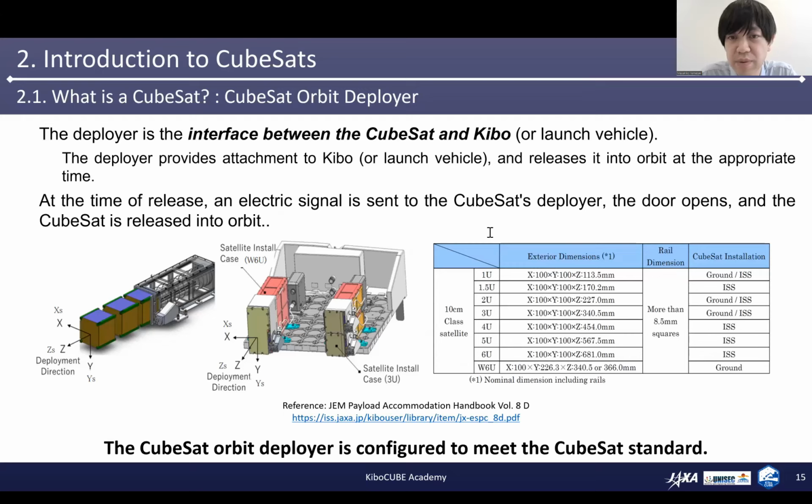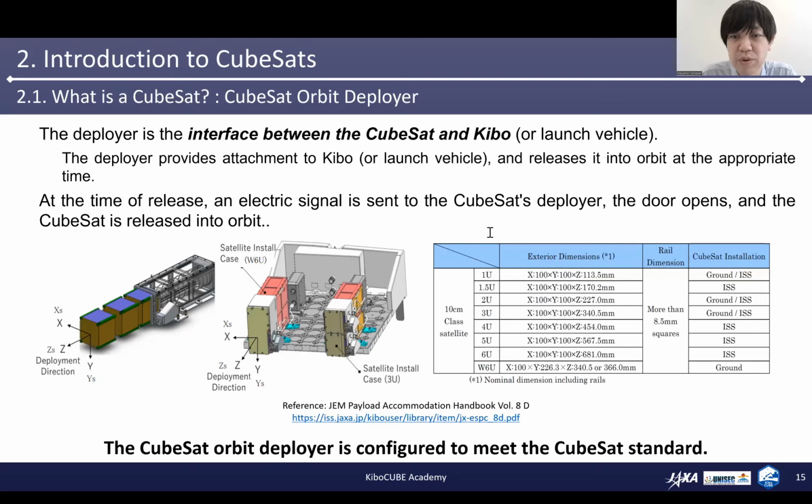This slide describes the CubeSat Orbit Deployer, one of the elements of the CubeSat system. The deployer is the interface between the CubeSat and Kibo, or the launch vehicle. The deployer provides attachment to Kibo or launch vehicle and releases it into orbit at the appropriate time. At the time of release, an electric signal is sent to the CubeSat deployer. The door opens and the CubeSat is released into orbit.